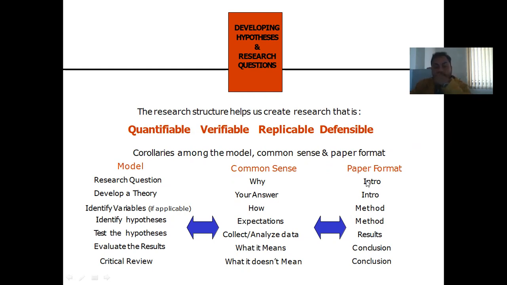So today we'll focus on three important topics. That is, I think the research problem we have already discussed. So we'll focus on research questions, hypothesis, and developing a theory.